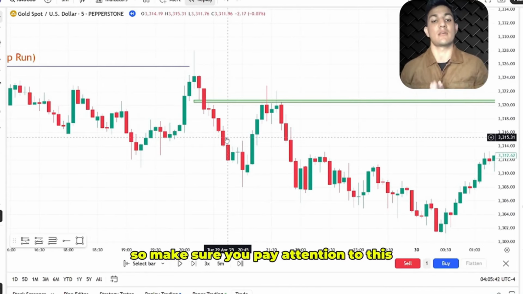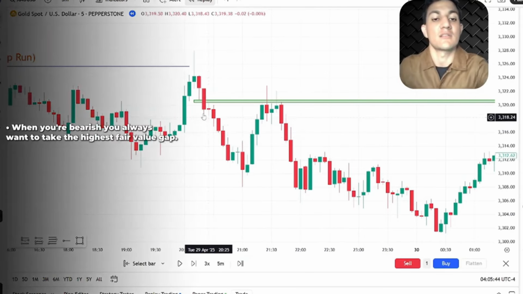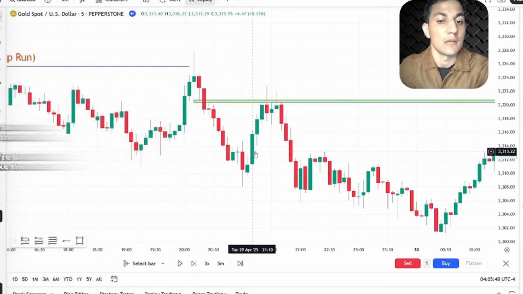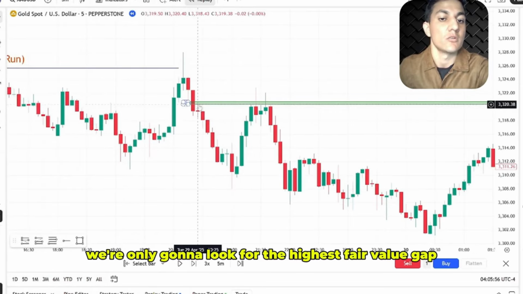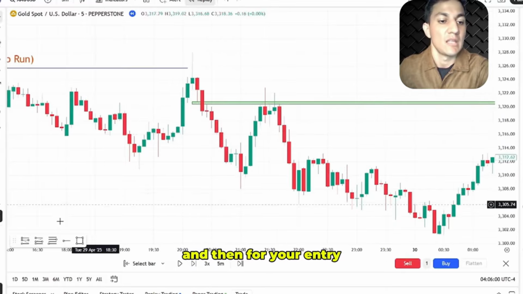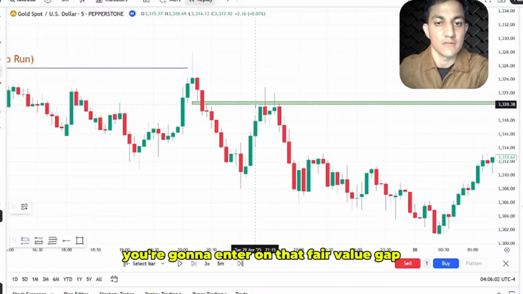So make sure you pay attention to this. When you're bearish, you always want to take the highest fair value gap. And when you're bullish, you always want to take the lowest fair value gap. So because we're bearish, we're only going to look for the highest fair value gap. We're not going to look for this one here. We're only going to look for this one here. And then for your entry, you're going to enter on that fair value gap.